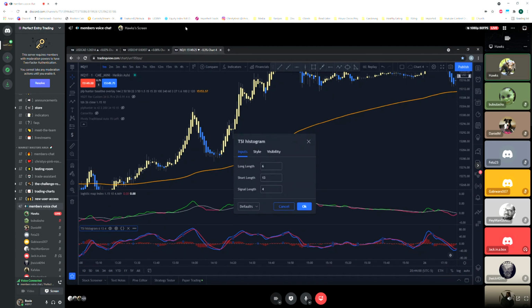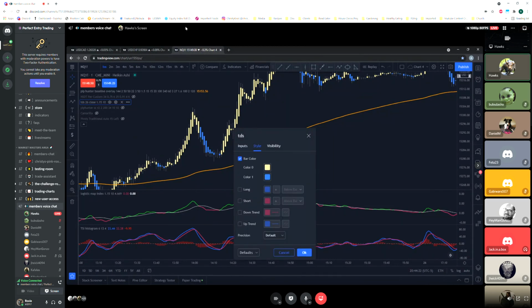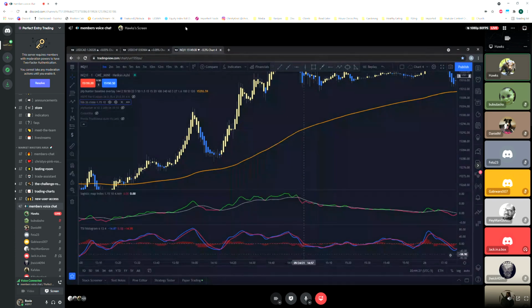I also use the TDS. It is the standard default settings. The delta period and the R value, if you notice, are the same as the LMI, 1.15 and 10. And then I keep the candle colors the same as my Heikin-Ashi colors.